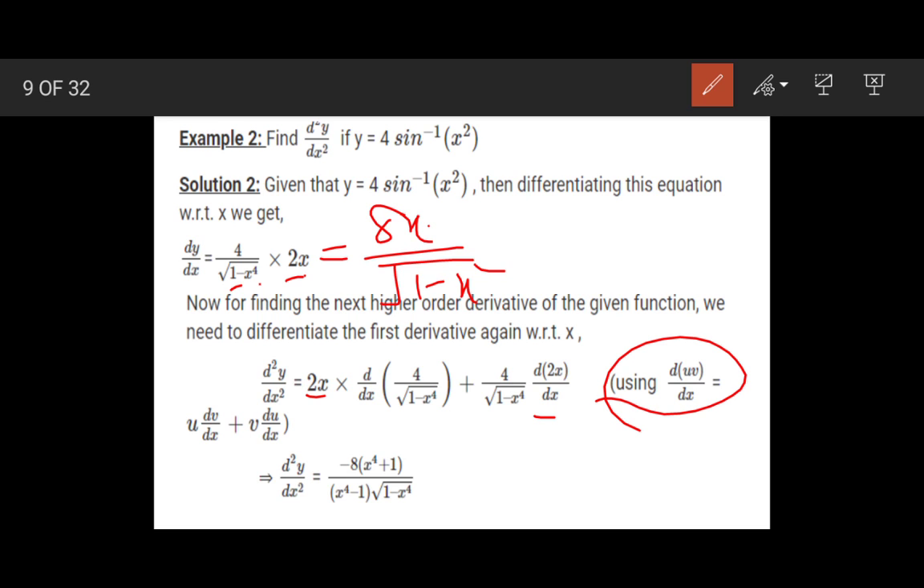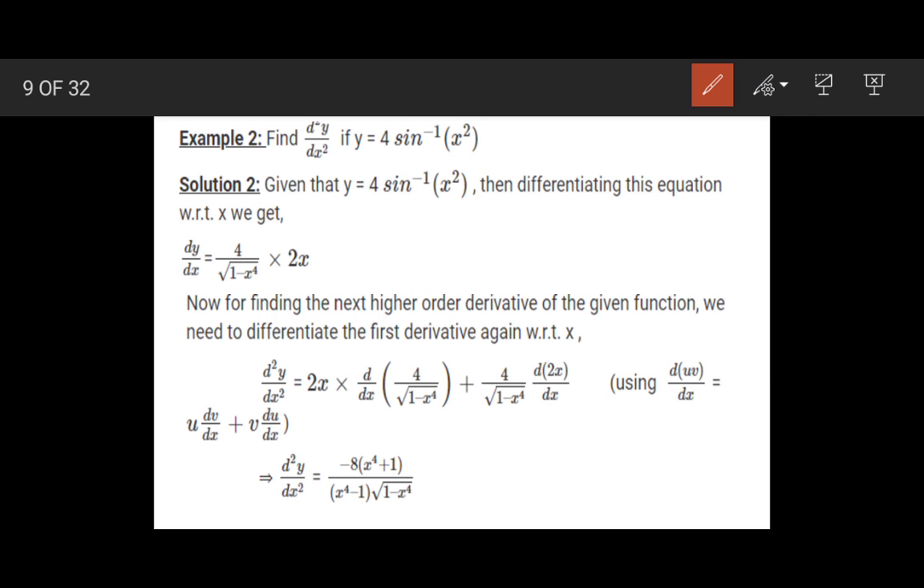So that means this is equal to, okay, after simplifying this, we get this as minus 8 into x raised to 4 plus 1 upon x raised to 4 minus 1 into root of 1 minus x raised to 4.